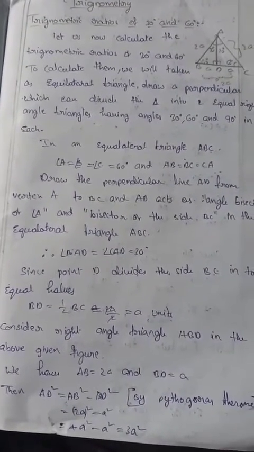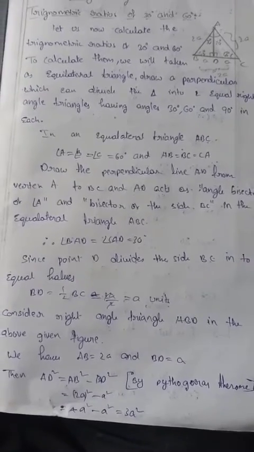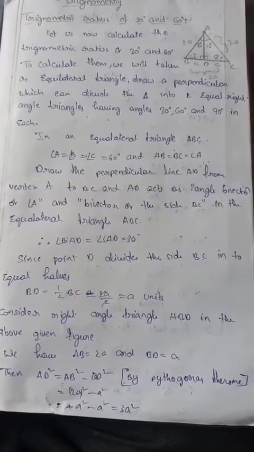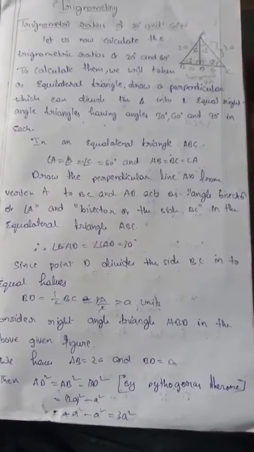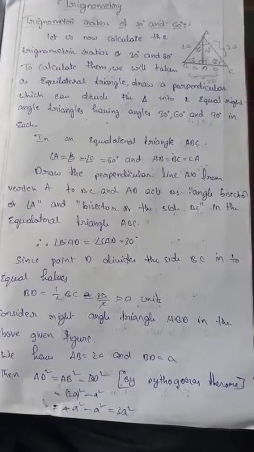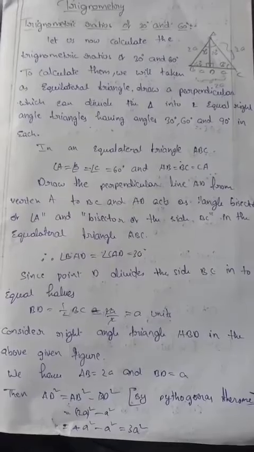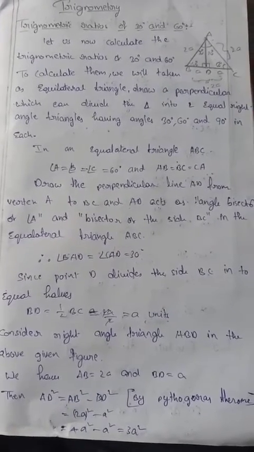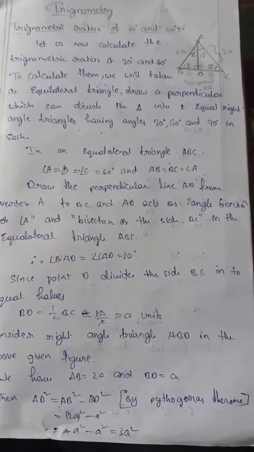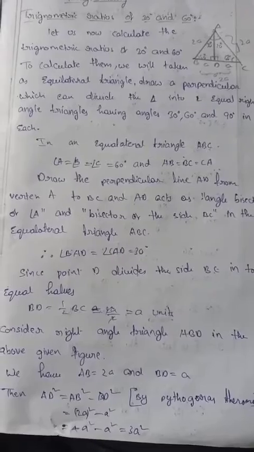After that, angle BAD equal to angle CAD equal to 30 degrees, since D divides side BC in equal halves. I already said angle BAC is 60 degrees because it is an equilateral triangle and we drew a perpendicular bisector. That's why angle BAD becomes 30 and angle CAD becomes 30.